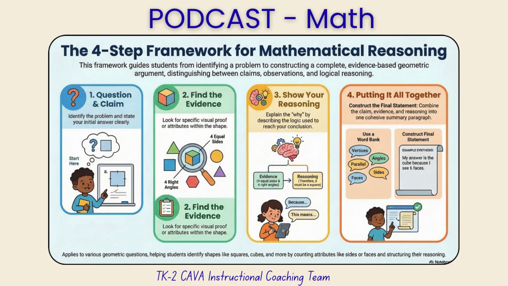Break it down. Yes. What is the explicit claim? What is the tangible observation? What action or rule explicitly connects them? Isolate the variables before trying to write the narrative. Okay, that was lesson 1.